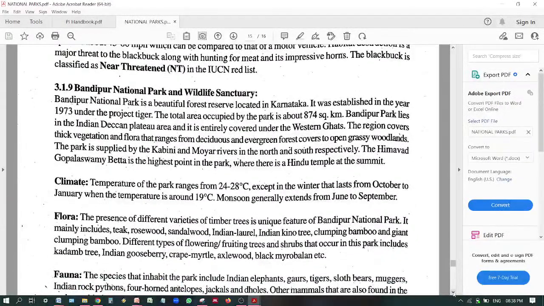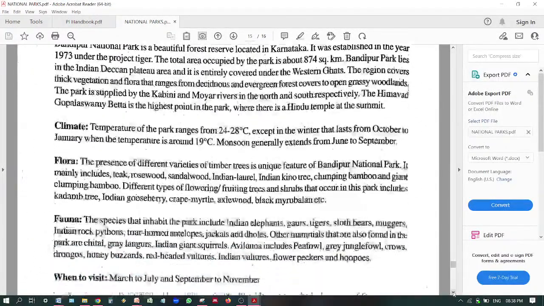Next is your Bandipur National Park, and it is also a wildlife sanctuary. It is located in Karnataka.